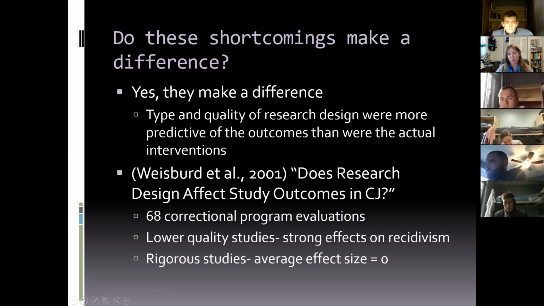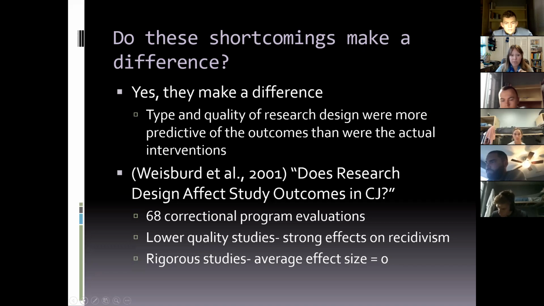There was a study done about 20 years ago, Weisberg and colleagues, and they looked at 68 correctional program evaluations. So they pulled 68 studies that were examining how well treatment programs work for juvenile offenders. And what they found was that the type and the quality of the research design was actually more predictive of the outcome than the actual intervention. So let me clarify. The worse the study was, the lower that quality, so closer to 1 and 2 on the Maryland scale, the more likely it was to show that the program was effective.